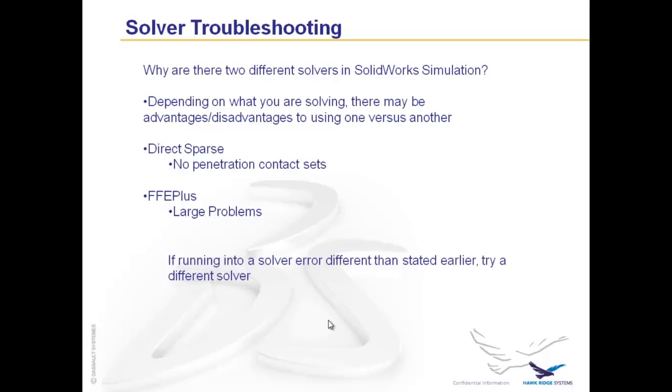Now, if you are running into an error besides the ones that I've shown, the matrix singular or indefinite, or that your model's unrestrained, try a different solver. Even if you're running the Automatic, try a different solver than what was used, and see if you get the same problem. It could be solver related, that for your specific model, for that particular solver, you might run into an error.